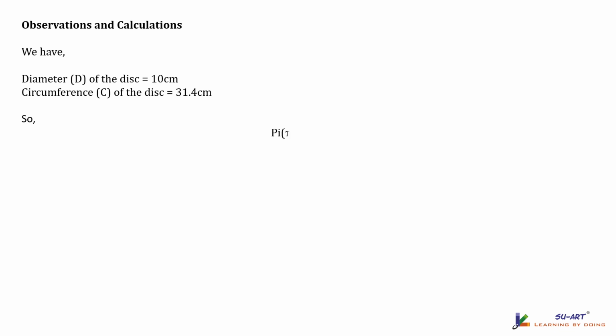Observations and calculations. We have diameter d of the disc equal to 10 cm. Circumference c of the disc is equal to 31.4 centimeters. So pi is equal to c upon d. Pi is equal to 31.4 upon 10. Pi is equal to 3.14.